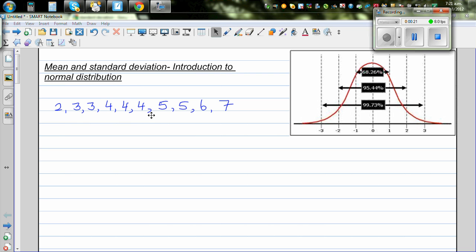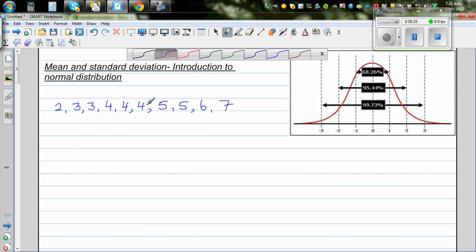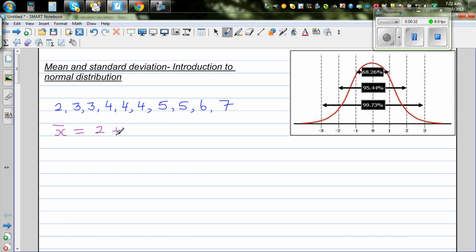Now see, this is a population of data. You've got 10 data points here, so you know how to find the mean. To find the mean, this is the notation for mean, x bar, is equal to 2 plus 3, plus 3, plus 4 plus 4 plus 4, plus 5 plus 5, plus 6 plus 7. Okay, and then you divide by the number of data.